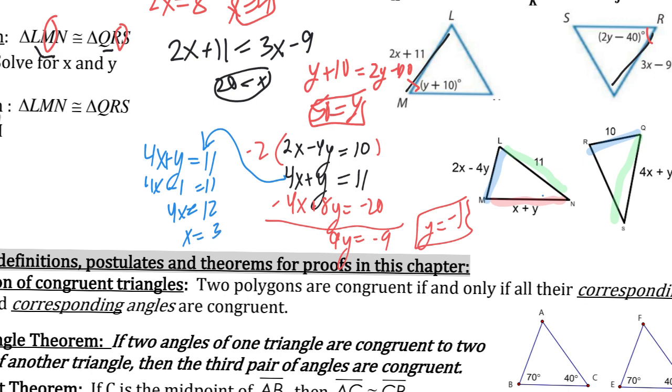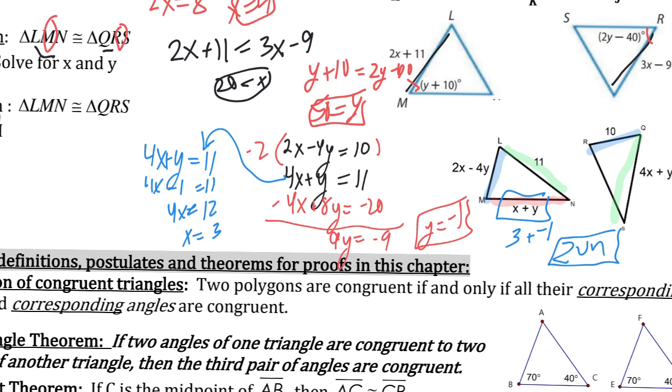So if we want to find the length of this side right here, we're going to take x and y and add them together. So if we do 3 plus -1, the length of MN is going to be 2 units. Okay. So the length can't be negative. And if you look to see whether any of the other sides would be negative, they shouldn't be. I could have made a mistake when I wrote this, but it should be okay.